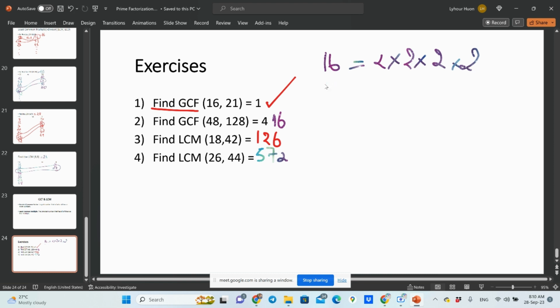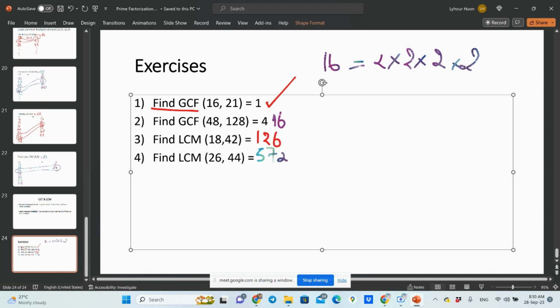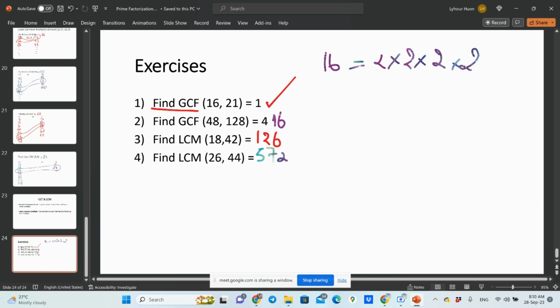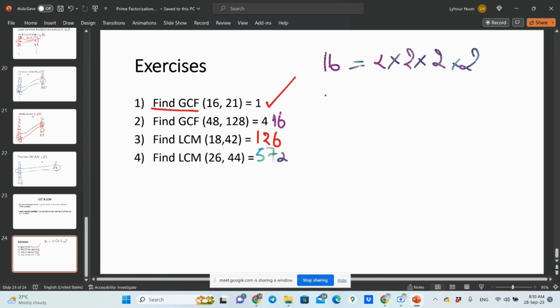And another one is 21. What does 21 consist of? 7 times 3. So we can write 7 times 3, and 7 and 3 are already prime factors, so we don't have to do anything else.